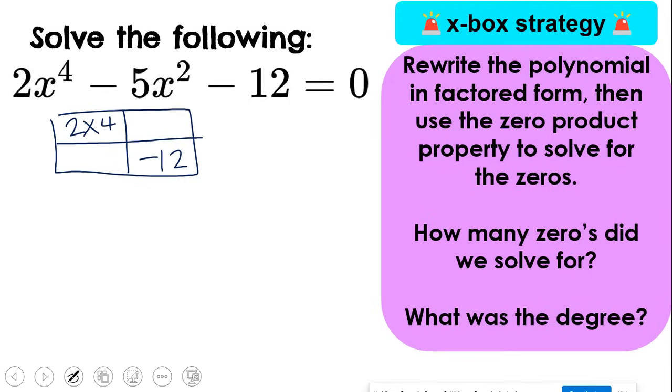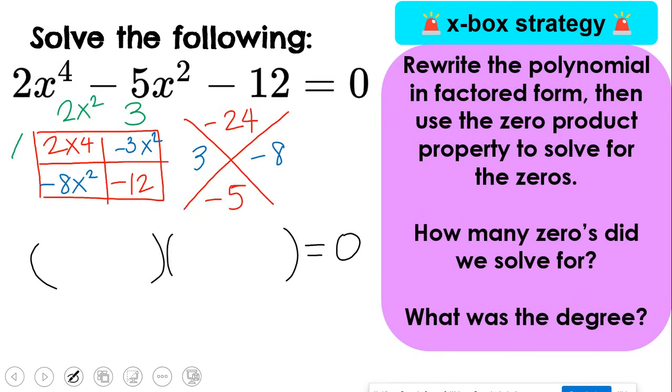And since those are the first two things we're putting in the box, we're going to multiply those two numbers and put them at the top of the X. So 2 times negative 12 is negative 24. So I want to know what multiplies to negative 24 but adds up to negative 5. And that is going to be negative 3 and negative 8.